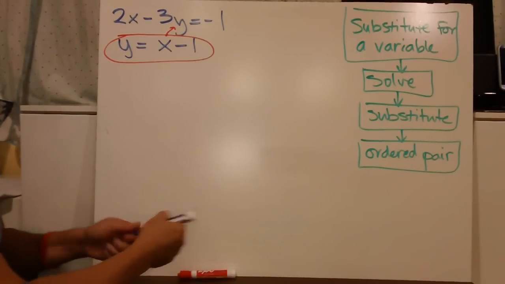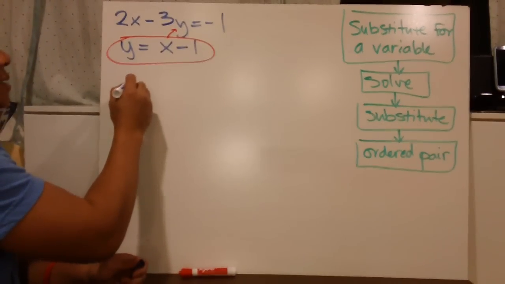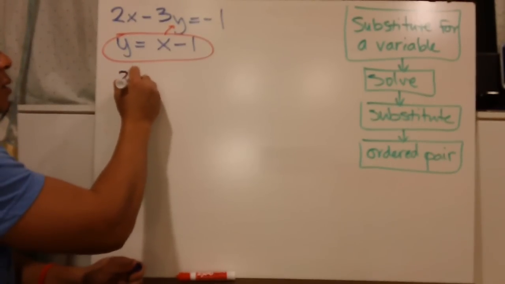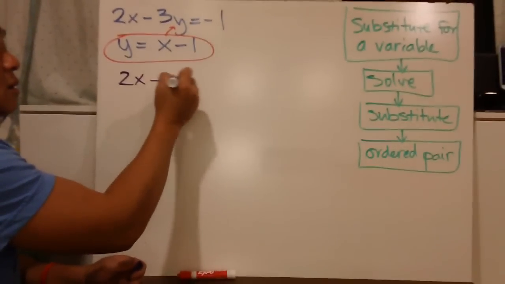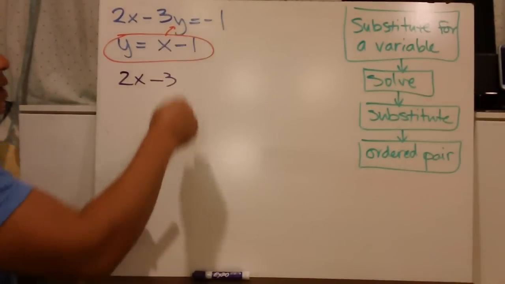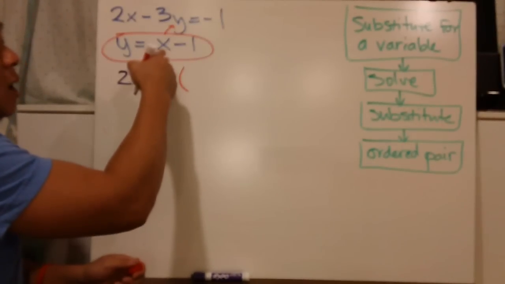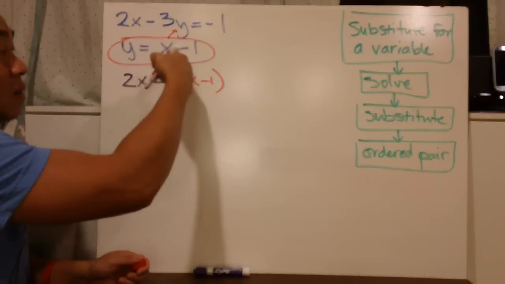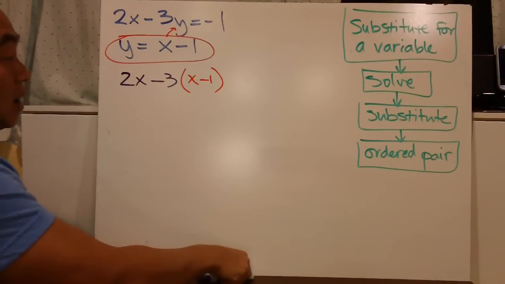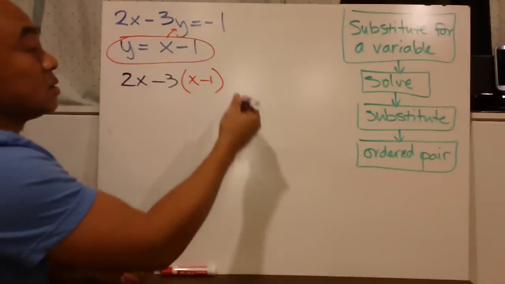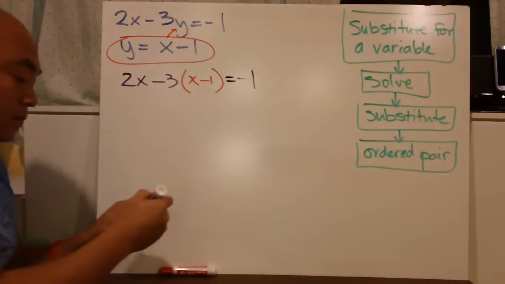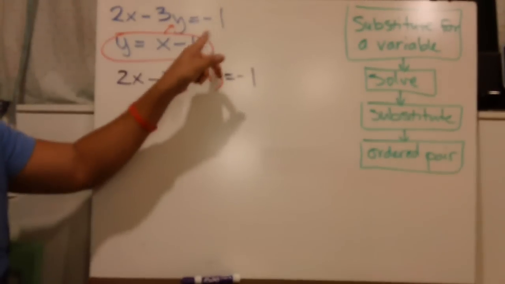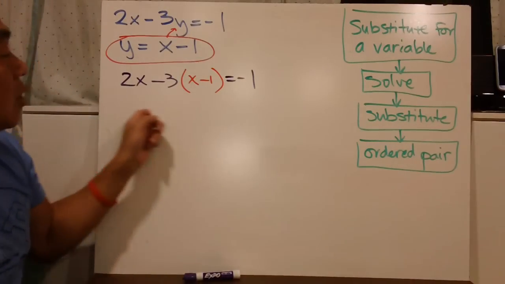So let's rewrite it. I'm going to rewrite the top equation, except this time with the substitution, so it'll be 2x minus 3 times y, and in this case y is our substituted value, which is x minus 1, and yes, it's both of these terms. And don't forget, you still have more to write, equals -1. Alright, we've just substituted for a variable. We're now going to solve this particular equation.